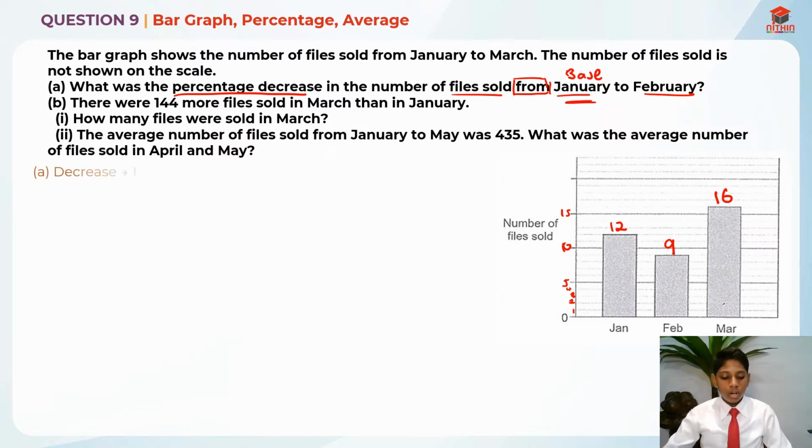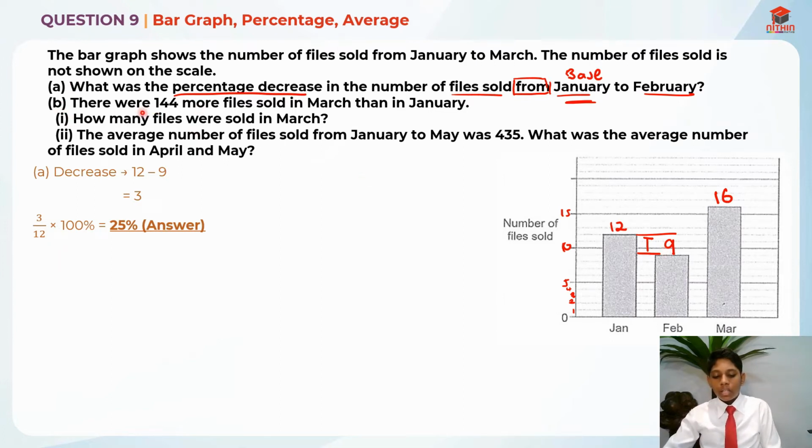So let's find the normal decrease first. The normal decrease is 12 minus 9, so 12 minus 9 is equal to 3. And in order to find the percentage decrease, we need to take 3 over the total number, which is January, because that's the base. So 3 over the base times 100%. So 3 over 12 times 100% will give us 25% as the answer for part A. Okay, so that's how you do part A.